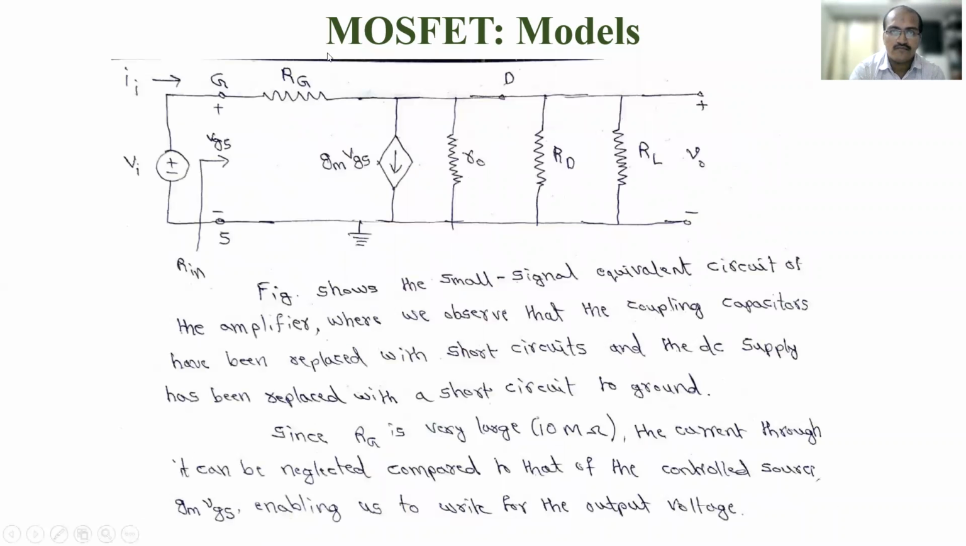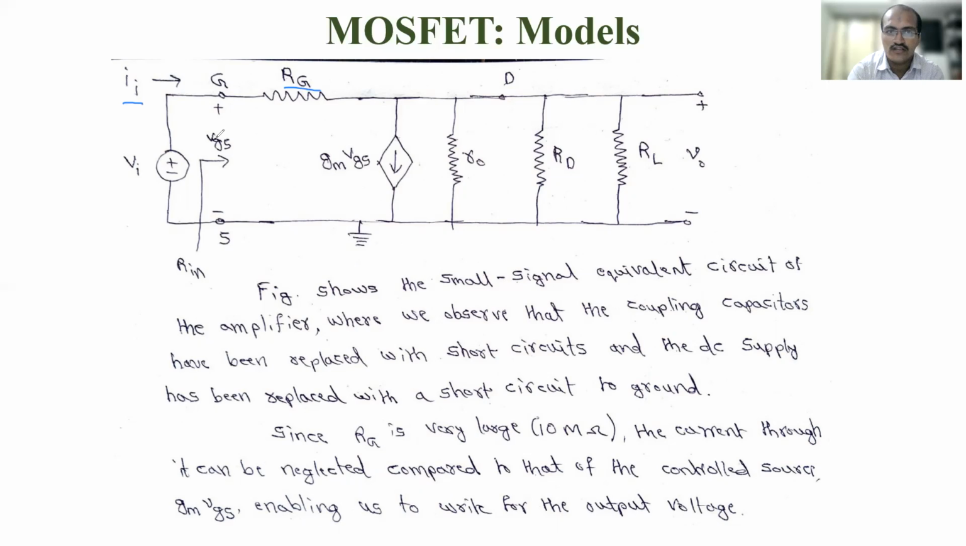So from this diagram, what is the current Ii? Here Vi is there and here V0 is there, in this upper part. So Vi minus V0 divided by Rg, right? This resistance will give you this current Ii.